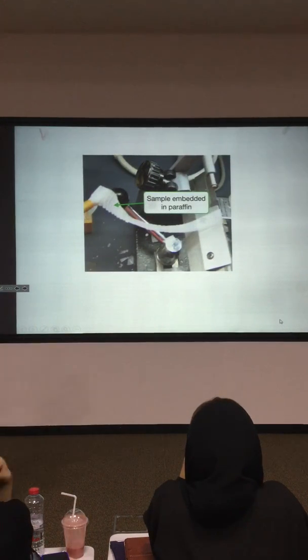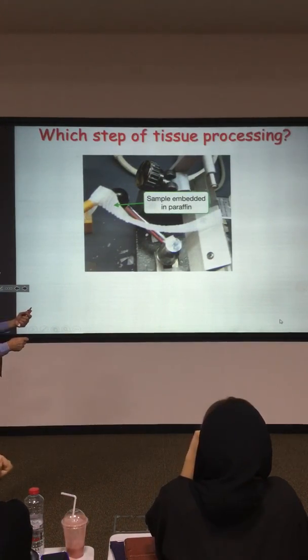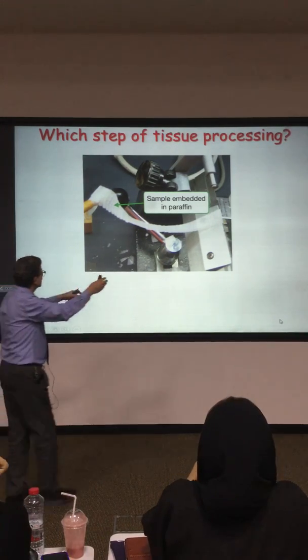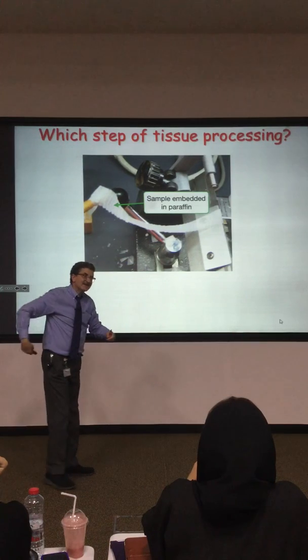And I'm sure you know which step is going on here. Sectioning. This is a microtome, and this is the serial sections. See, they come like a ribbon. Serial section.